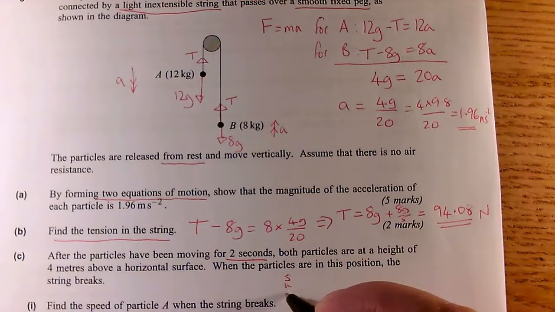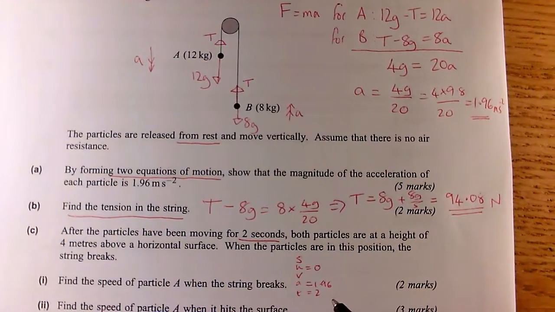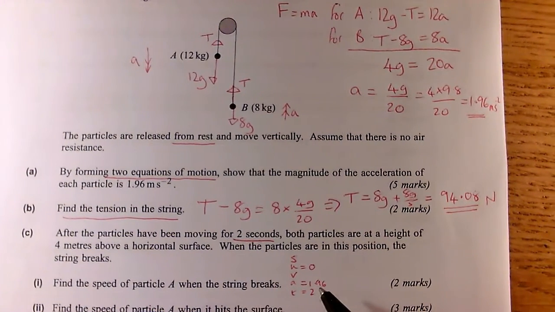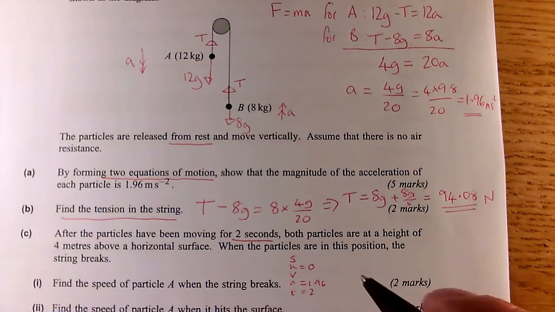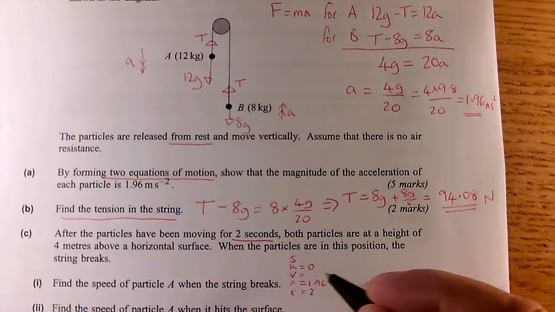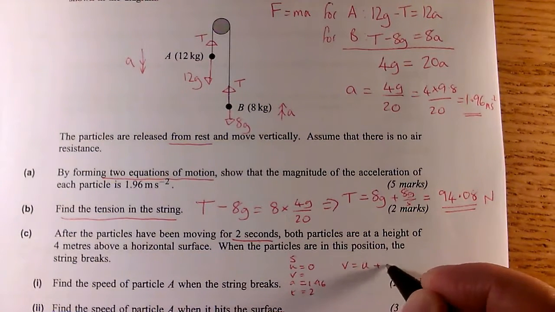SUVAT starts from rest, u is 0, time is 2 seconds, acceleration is 1.96, okay? So I'm taking down as being the positive direction, okay? So I want to find out its speed when the string breaks. Well, that's at time 2 seconds, so I want to find v. So v equals u plus at.